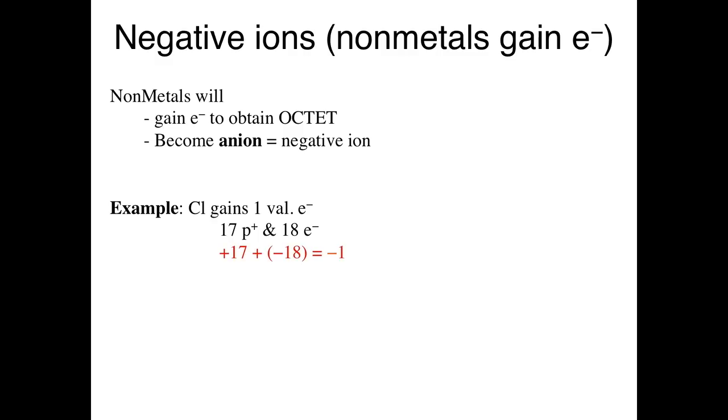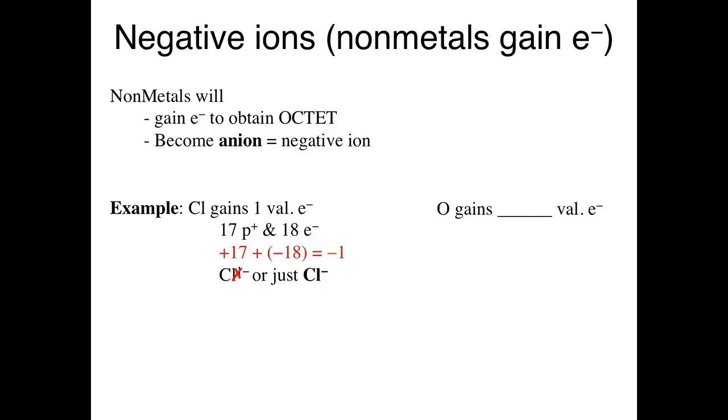So mathematically, 17 protons and 18 electrons mean you have 17 positive charges and 18 negative charges, giving you an overall charge of -1. And just like the positive charge, you can write the negative charge for anions. And in the same way, you do not need to write 1 minus if it's only a -1 charge. Let's take a look at another example.